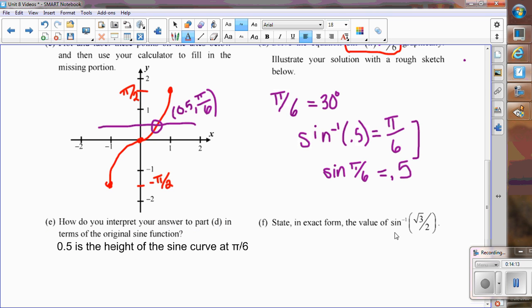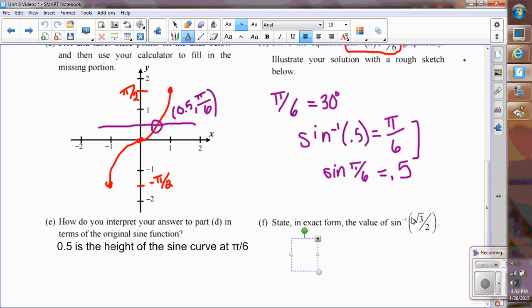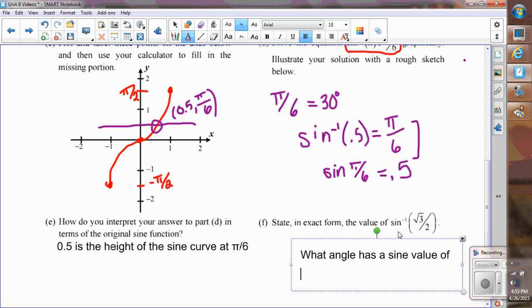Says state in exact form the value of the inverse sine of the square root of 3 over 2. So you could do the same thing by putting it on the calculator, or you could say, where is sine equal to the square root of 3 over 2? And we've done a lot with that this time. And that means what angle has a sine value of square root of 3 over 2? And that would be 60 degrees, which is really, and they want exact form, so it's really pi divided by 3.